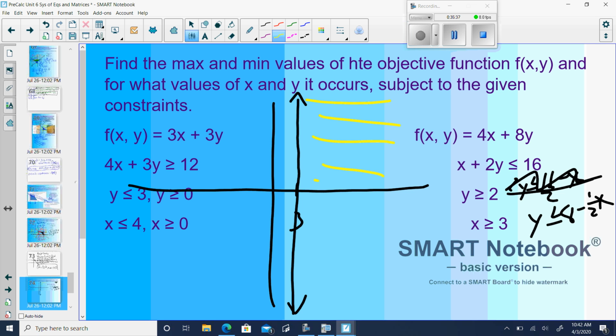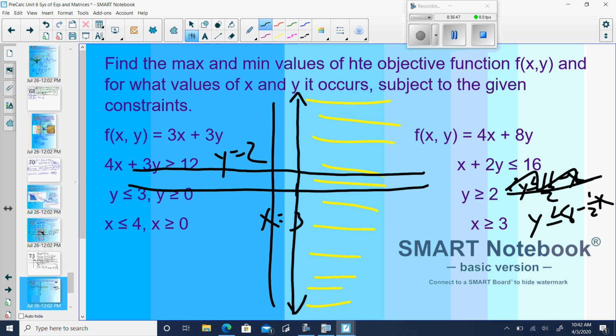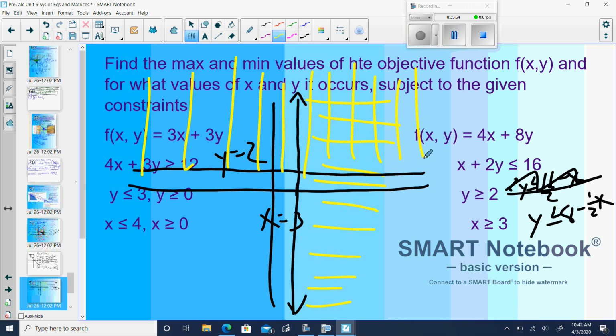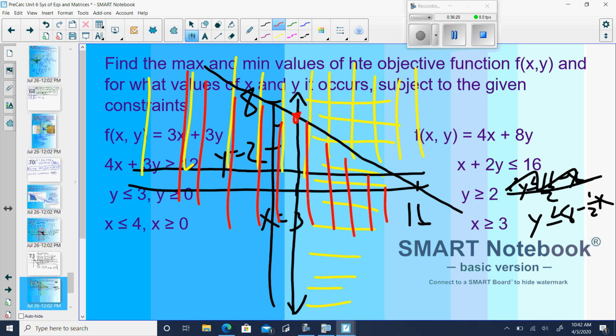So x is greater than or equal to 3. Y has to be greater than or equal to 2. Okay, well, that's interesting. So we have that. And then we have y is less than or equal to 8 minus 1/2 x. All right, so we have 2, 4, 6, 8. And minus 1/2 x, so it's going to be out here at 16. Now we're looking for less than or equal to. Okay. So we have this, this, and this as our vertices.